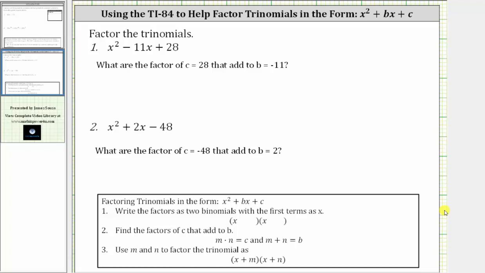This video will show how to use the table feature of the TI84 to factor trinomials in the form x squared plus bx plus c, where a, the coefficient of x squared, is equal to 1. For the first example, we want to factor x squared minus 11x plus 28. If the trinomial does factor, it will factor into two binomial factors.